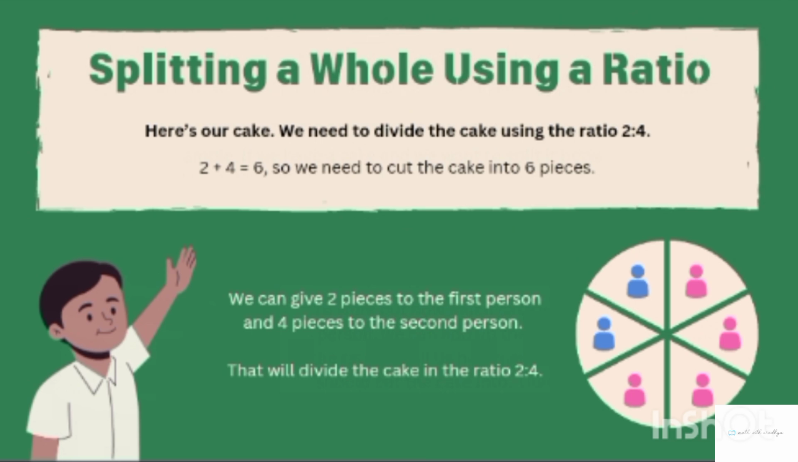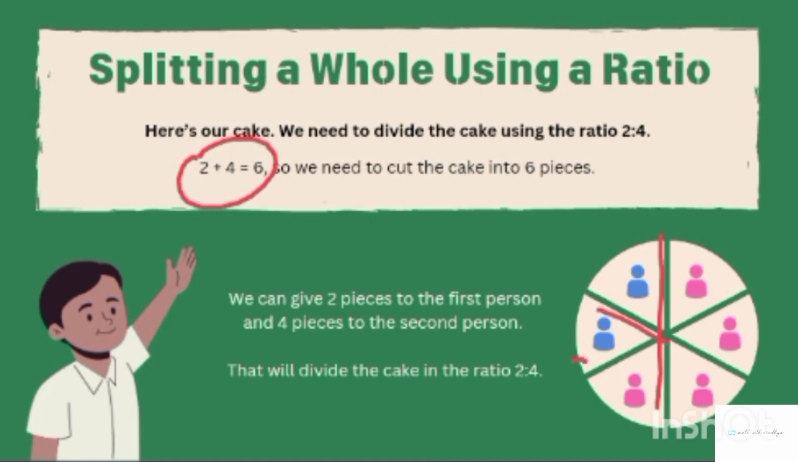Splitting a whole using a ratio. Here, for example, first of all, we need to split the cake between 2 persons. So we need to divide the cake using the ratio of 2 to 4. Okay, so 2 plus 4 is equal to 6. It means there are a total of 6 pieces, so we need to cut the cake into 6 pieces.